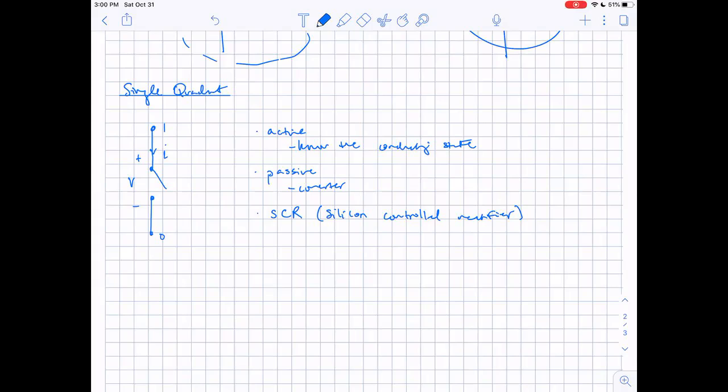We don't have to really focus on what kind of switches we're using at this moment. This is just the different kinds that you can use in single quadrant.